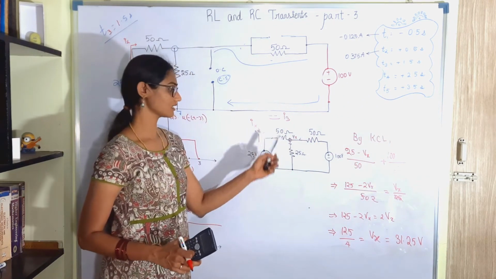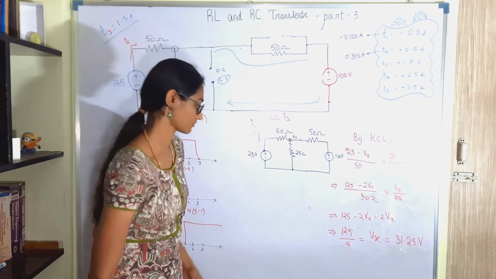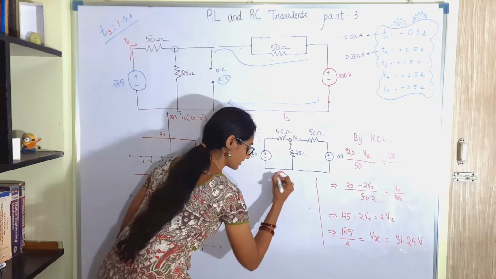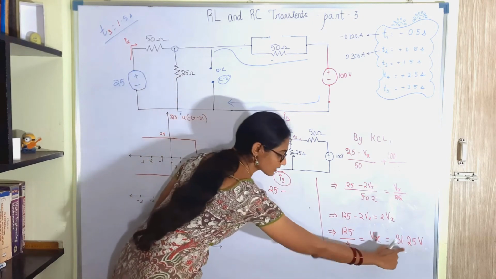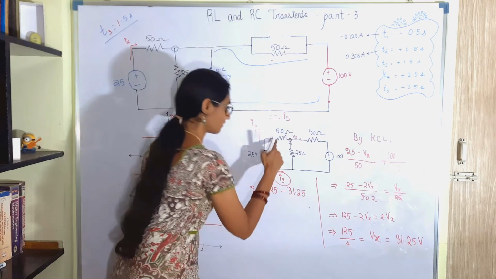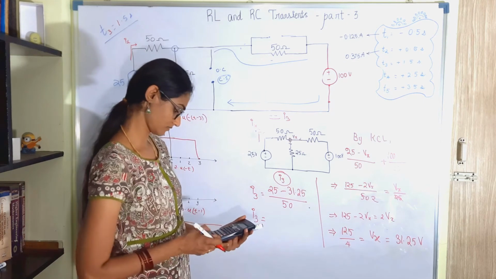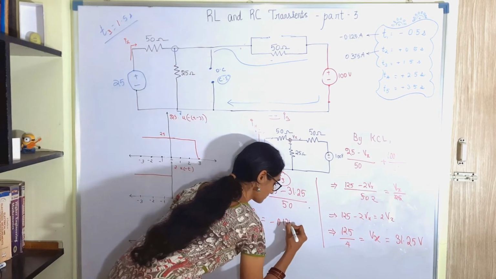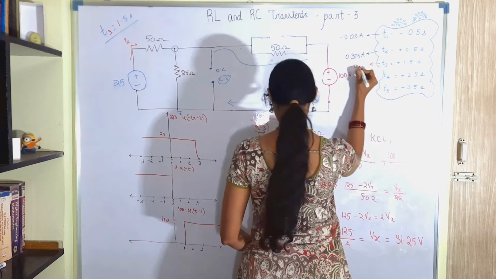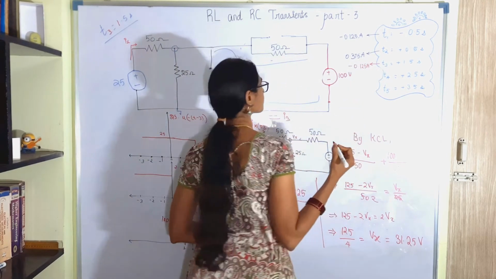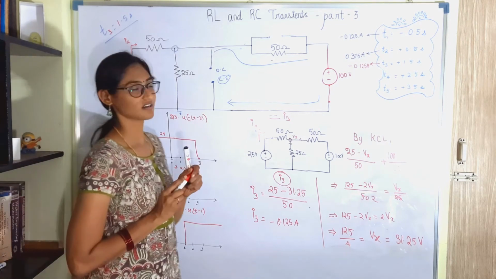So let's find the current I3, or the current that is flowing into this branch between the 25 volt and Vx. I3 will be 25 volt minus Vx, which is minus 31.25, divided by 50. So what's the value of Ix3? It is minus. I hope you have a better idea of this problem, and it is easy for you to solve both these conditions.